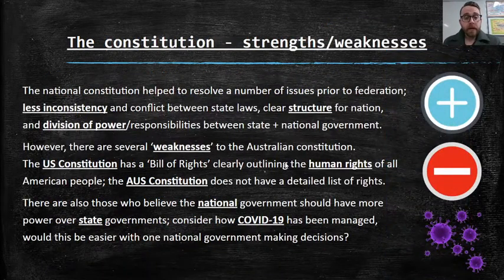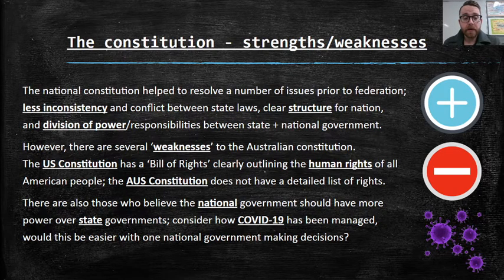So, strengths and weaknesses. The National Constitution helped to solve a number of issues prior to Federation. So there's less inconsistency, there's less problems or conflicts between state laws. There's a clear structure for the nation. All right, we're all moving in the same direction, we're on the same team. Go team, teamwork makes the dream work.